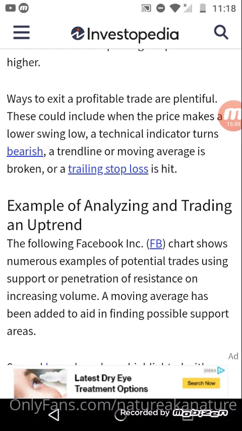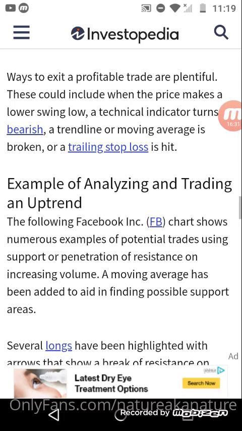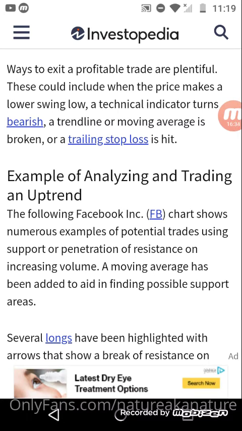Ways to exit a profitable trade are plentiful. This could include when price takes a lower swing low. You start to see price making a lower swing low. There also are a lot of technical indicators: bearish candlesticks, bearish engulfing candlesticks, dojis you can learn about, three inside down candlesticks, head and shoulders, inverted head and shoulders. The head and shoulders candlestick, the one that's bearish, is a bullish to bearish candlestick pattern. It's a triple stick candlestick pattern. So you might see these patterns.